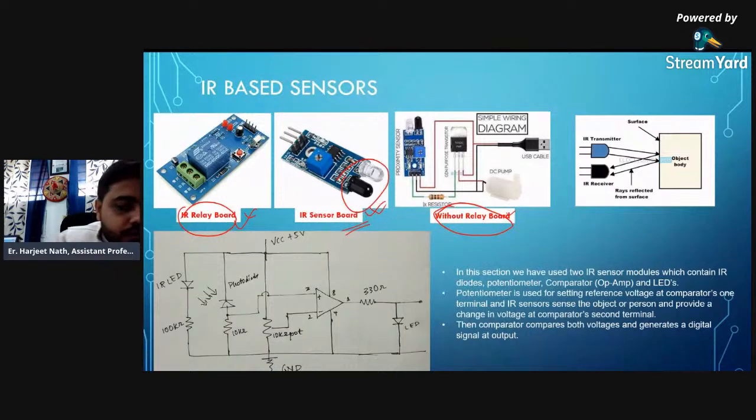If you follow this figure over here, this is a very simple circuit diagram. This IR sensor, or infrared sensor, actually consists of two main components: one is the IR LED and the other is a photodiode. This is basically an IR LED, and the black one, which we say is the receiver, is nothing but a photodiode.